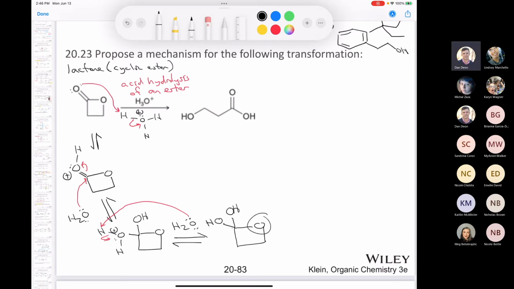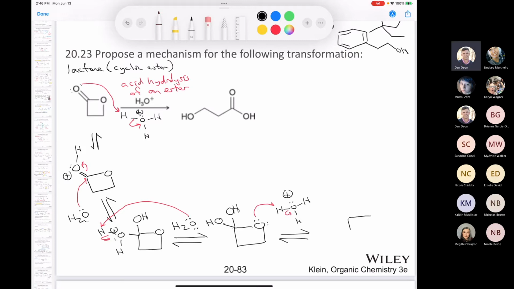Now we need to convert this into a good leaving group to break the ring open. So we're going to show that as being protonated. So I've got my aqueous acid, my hydronium. I'm going to do a proton transfer to convert that into a good leaving group.